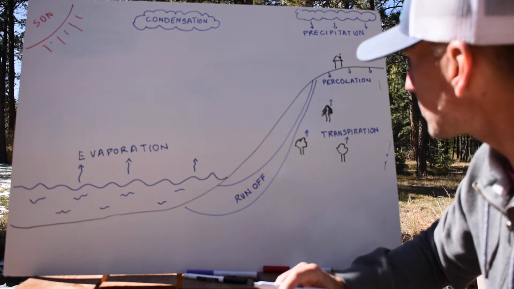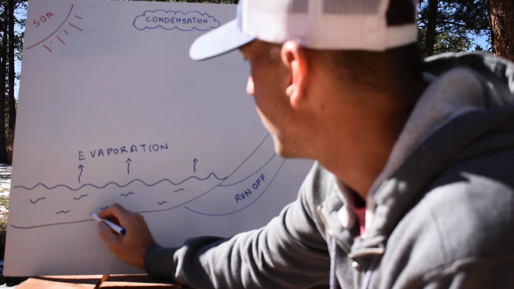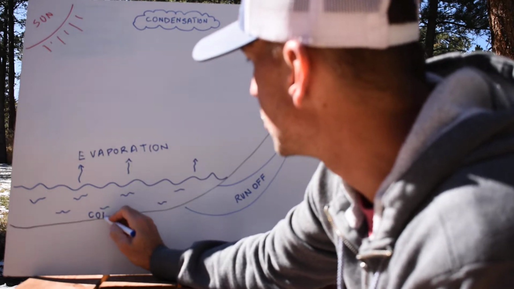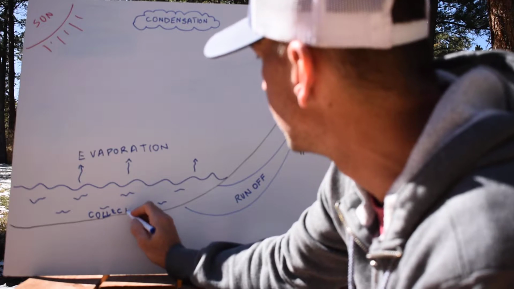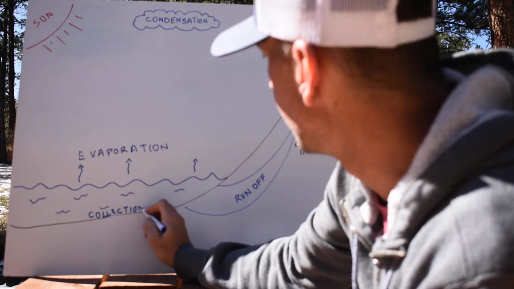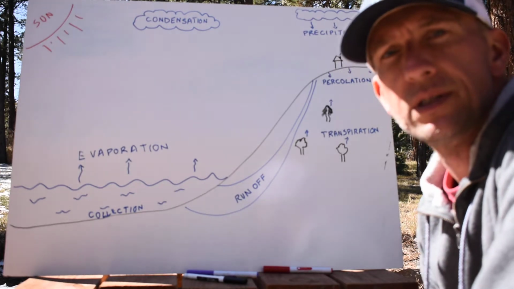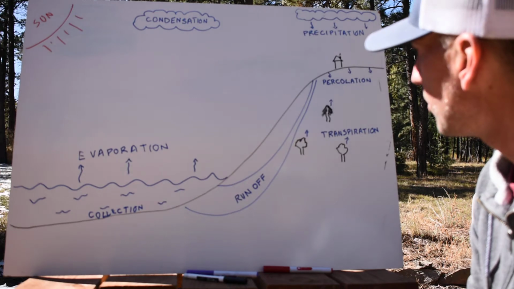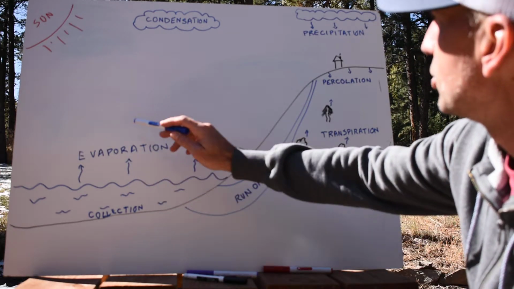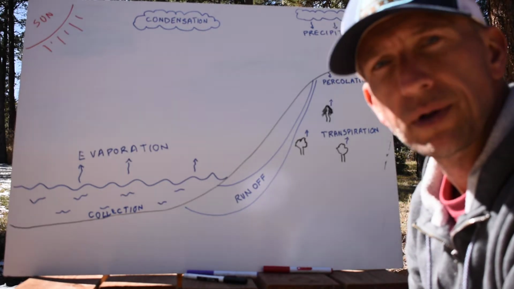Okay? All right. So we also refer to this area here as collection. So when it collects, oops, hard to write sideways here, collects again in large bodies of water, streams, anything like that, we call that collection. All right, so this is our basic water cycle. We've got 1, 2, 3, 4, 5, 6, and if you count the sun, 7 components of this.